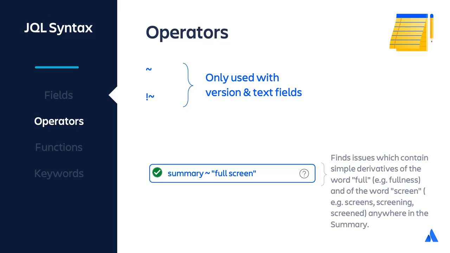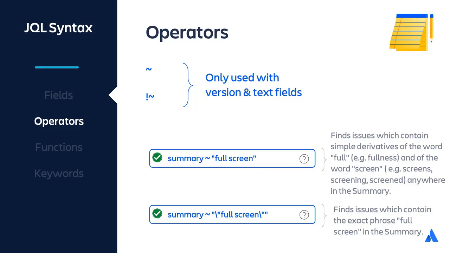If you query summary ~ full screen, this will return all issues where the individual words full or fullness, for example, and screen or screens, screening or screened, for example, are found in the summary. This might or might not be what you intended. If you query summary ~ "full screen" in quotes, this will return all issues where the exact phrase full screen occurs in the summary, as seen in the example on the bottom.